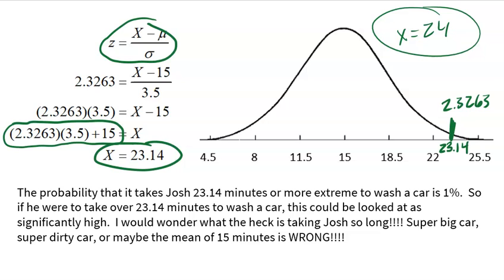Or another explanation is maybe the mean of 15 was actually wrong. Like, he thought it was a mean of 15 minutes, but maybe that was wrong. I mean, think about this, right? If the 15-minute middle, the mean of 15 minutes was wrong, and the whole graph, the whole model was shifted higher, well, then all of a sudden, that 24 minutes wouldn't be so weird.